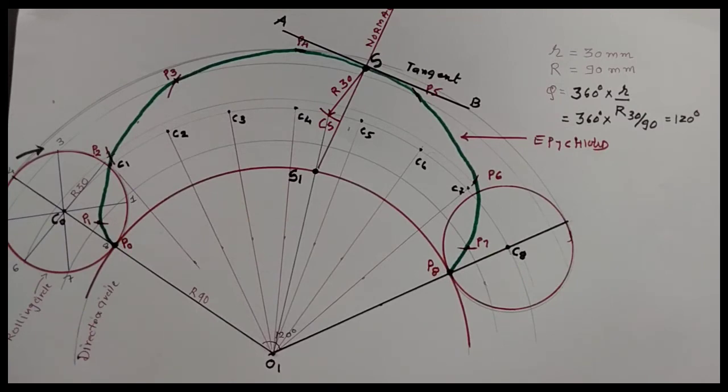So now friends, these are important points. When our rolling circle rolls on the outside of the directing circle, and the point P is at contact between the two circles, you always get your epicycloid.